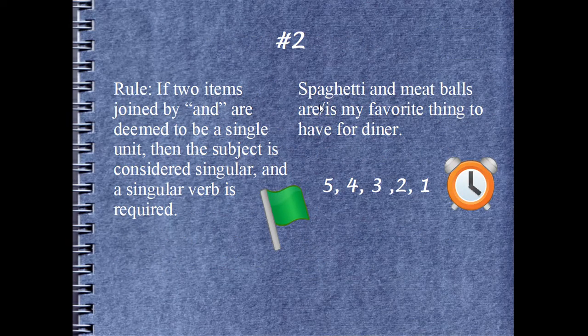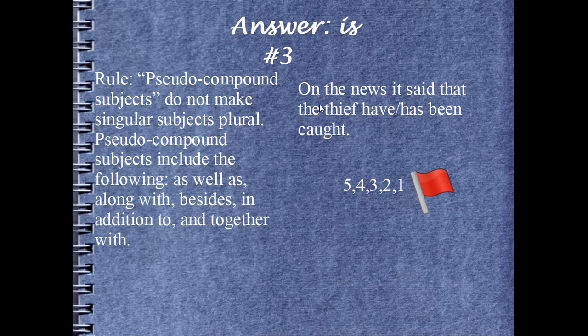Okay, since we already did number 1, let's move on to number 2. Rule: if two items joined by and are deemed to be a single unit, then the subject is considered singular and a singular verb is required. Okay, here's the question. Spaghetti and meatballs are or is my favorite thing to have for dinner. 5, 4, 3, 2, 1. The answer is is. So if you got is, you were correct.